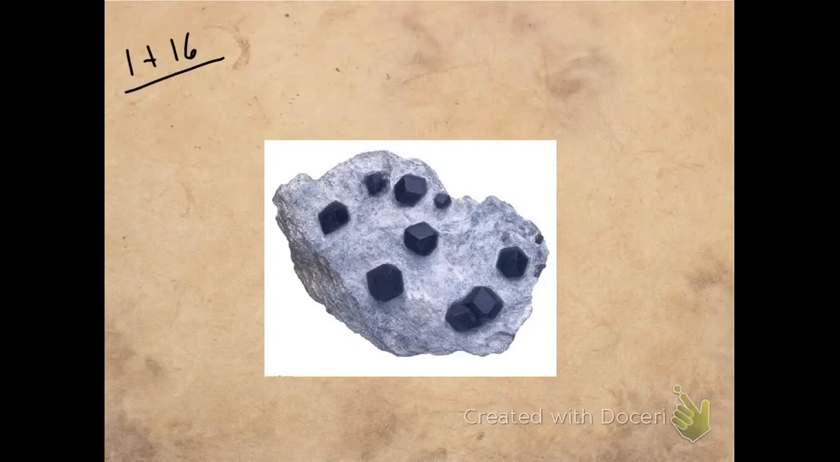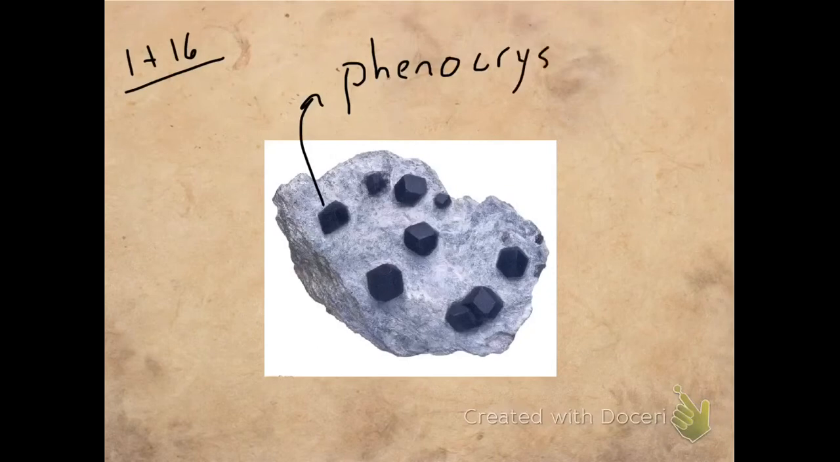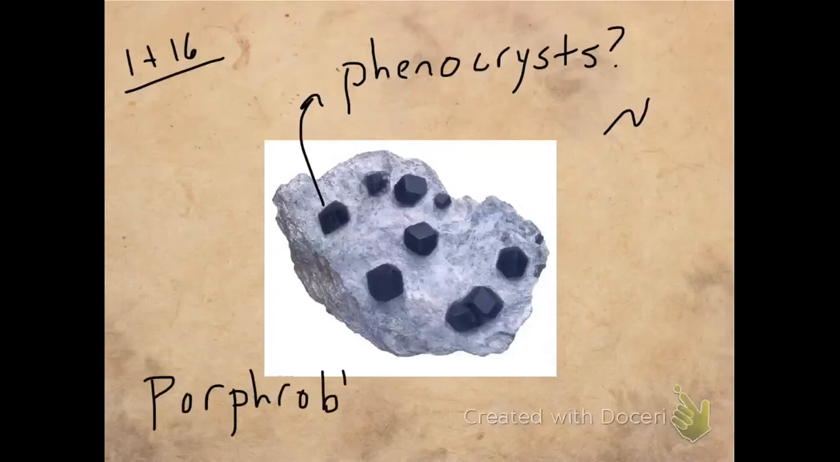Okay, this is 1 plus 16. I have a nice picture here. And these are phenocrysts, aren't they? No, these are not phenocrysts, because phenocryst is an igneous word. Since this is a metamorphic rock in the metamorphic rock chapter, do you call these porphyroblasts? And the answer is yes, you do. Now, by the way, is this garnet or staurolite? And it's garnet.